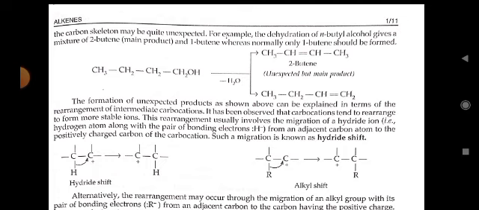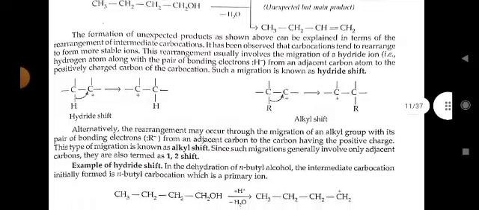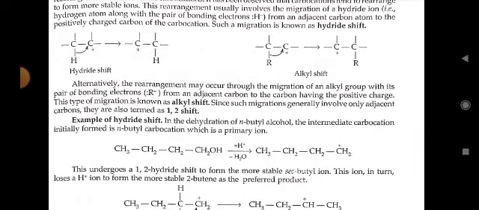It has been observed that carbocations tend to rearrange to form more stable ions. This rearrangement usually involves the migration of a hydride ion from an adjacent carbon atom to the positively charged carbon of the carbocation. Such a migration is known as hydride shift. Alternatively, the rearrangement may occur through the migration of an alkyl group with its pair of bonding electrons from an adjacent carbon to the carbon having the positive charge. This type of migration is known as alkyl shift. Since such migration generally involves only adjacent carbons, they are also termed as 1,2 shift.